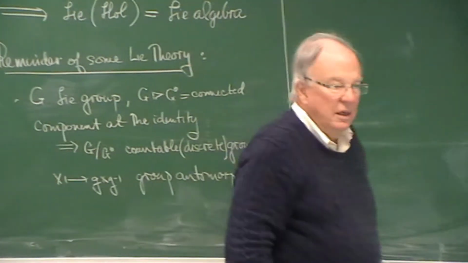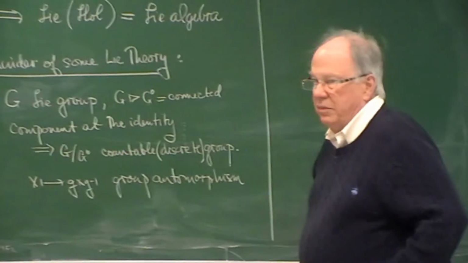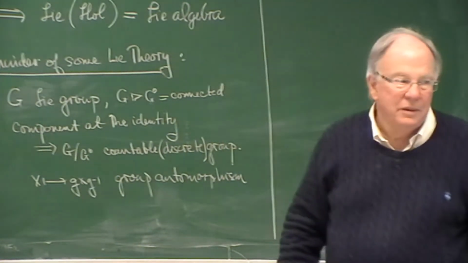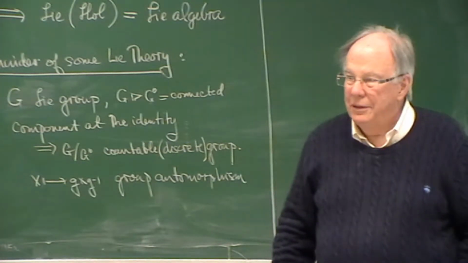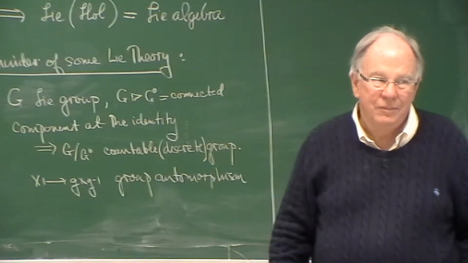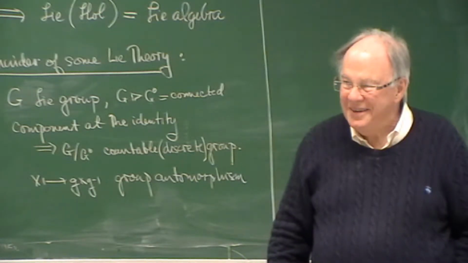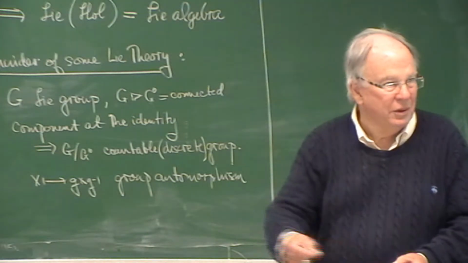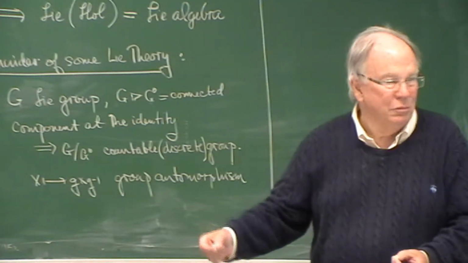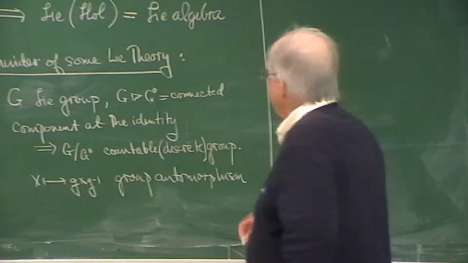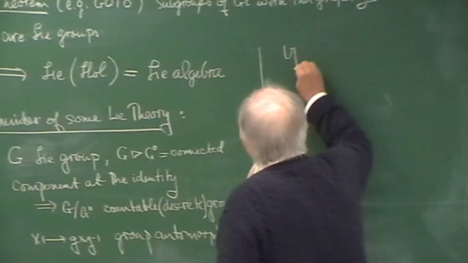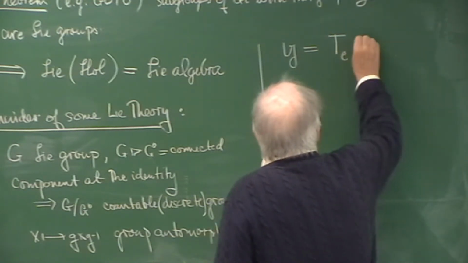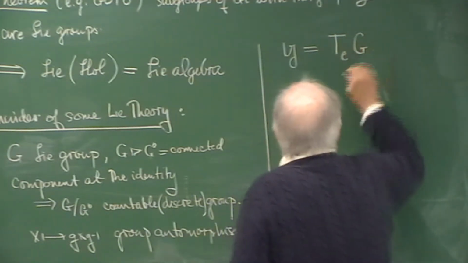And as I joke around with my friends, there's precisely one distinguished element of a group, namely its identity, right? Because it's distinguished by the obvious property, and every other element you get by just multiplying by that element. So there's precisely one distinguished element. So this thing, which we write as German g, is the tangent space at the distinguished element in G.